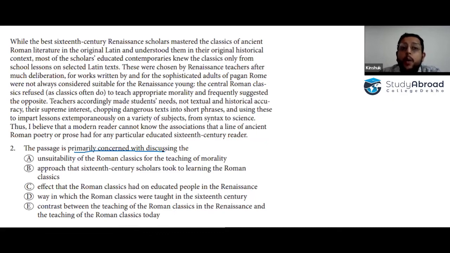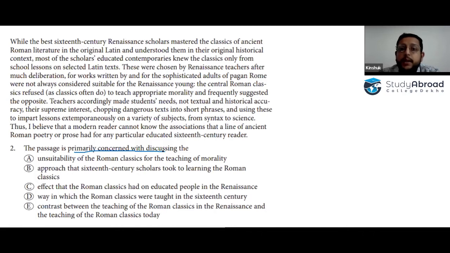The passage says, while the best 16th century Renaissance scholars mastered the classics of ancient Roman literature in original Latin and understood them in their original historical context, most of the scholars' educated contemporaries knew the classics only from school lessons on selected Latin texts. Now see, what is happening here? They're talking about two different categories. What are those?